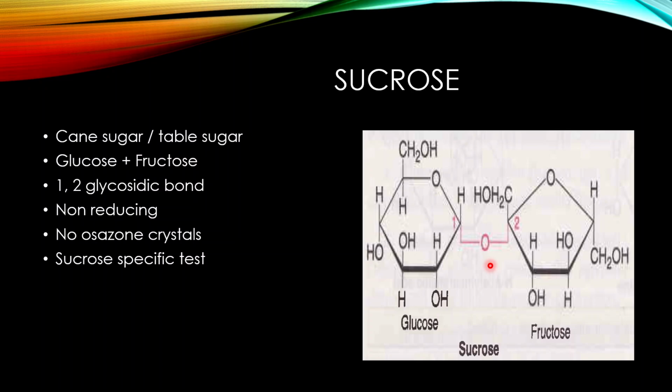However, if we hydrolyze the sucrose and break it into individual glucose and fructose, then glucose becomes a reducing sugar and fructose also becomes a reducing sugar. So then if you do a Benedict's test, you will get a positive result. So an initial carbohydrate solution which is non-reducing, and on hydrolysis becomes reducing, is nothing else but sucrose. Hence it is called a sucrose specific test.